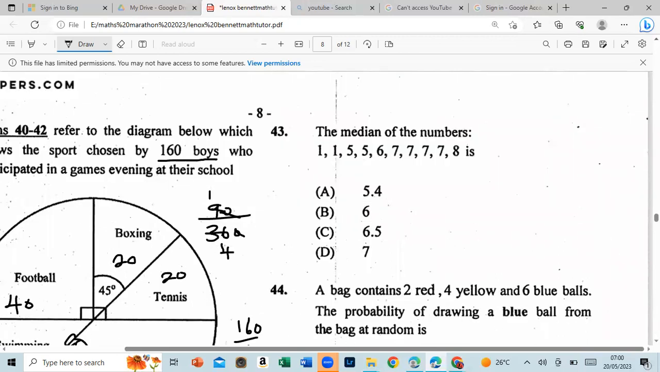The median is going to be the middle number. They have already arranged it in ascending order for us, which is so nice. So we take 2, 2, 1, 1, 1. Here we have 2 numbers in the middle, so we add them and divide by 2, which is 6.5. Halfway between these.